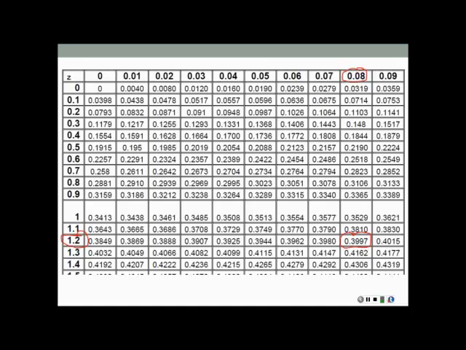So you can see here, I've gone into the body of the table, and I found 0.3997. That's the closest I can get to 0.4 in here. And then that's in the row 1.2, and in the column 8, so that's 1.28.